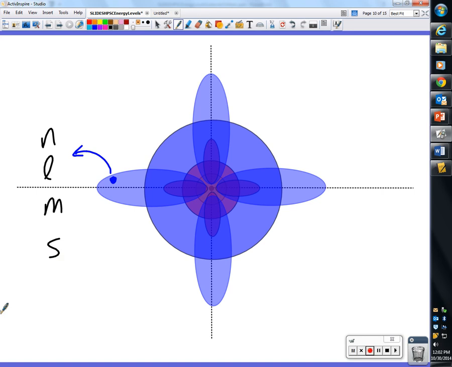What kind of an orbital is this one in? What shape? Petal shape, right? We call that what kind of an orbital? A p orbital. So what has to be the L value? This has to have an L value equal to 1. However, what principal energy level is this one in? This is in the 3rd principal energy level. Okay?